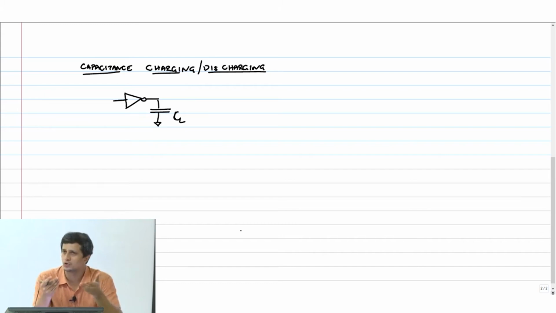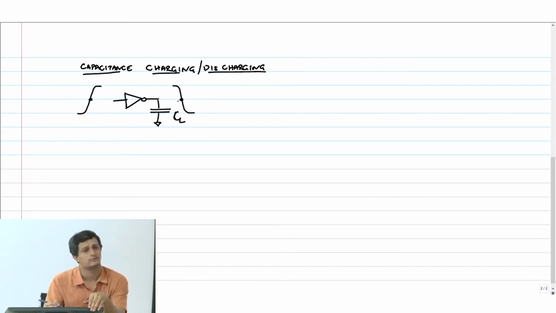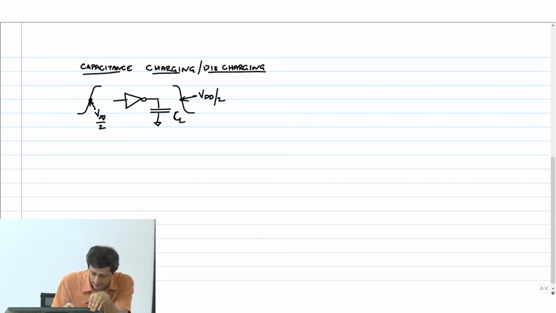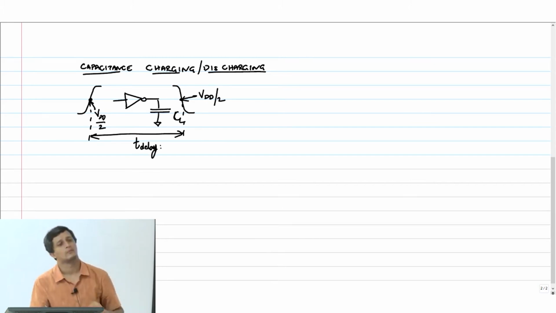Okay. So I also told you that delay is defined as the time it takes for the input to go to 50%, from there till the time the output reaches 50%. So if this is my VDD by 2 and this also is VDD by 2, then the delay of the gate is defined exactly as this delay. Okay, this is the delay. And we want to estimate this.